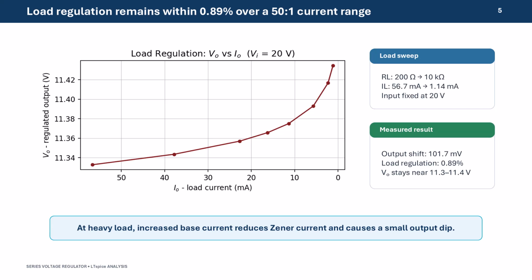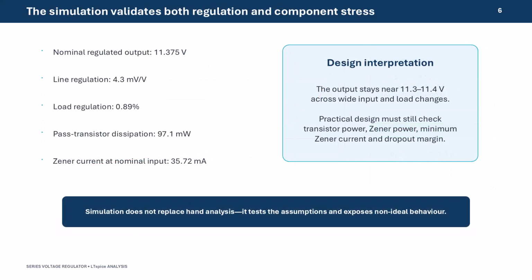At the heaviest load, the output dips slightly because transistor base current increases. That additional base current is drawn from the resistor Zener node, reducing Zener current and lowering the reference voltage slightly. The simulation validates the basic design.